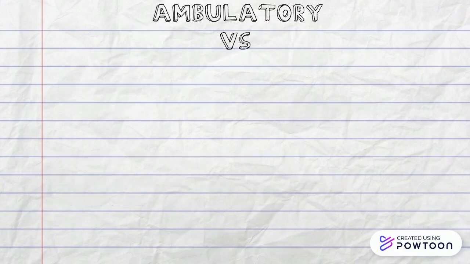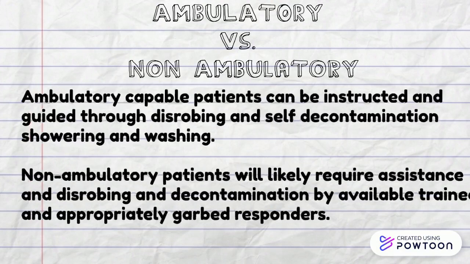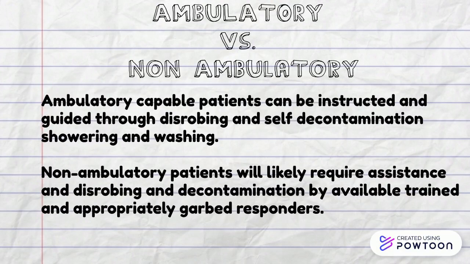Ambulatory vs. non-ambulatory. Ambulatory capable patients can be instructed and guided through disrobing and self-decontamination, showering, and washing, while non-ambulatory patients will likely require assistance in disrobing and decontamination by available trained and appropriately garbed responders.